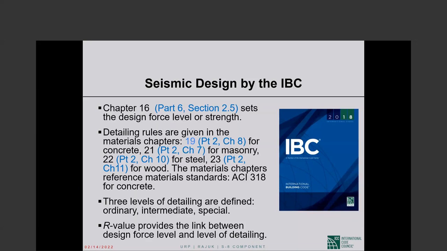The R value, the R that is in the denominator of the design base shear equation, provides the link between design force level and the level of detailing. If the R value is high, the design force level is low, and you probably need special detailing. And if the R value is low, the design force level is high, and then you probably can do with ordinary detailing.